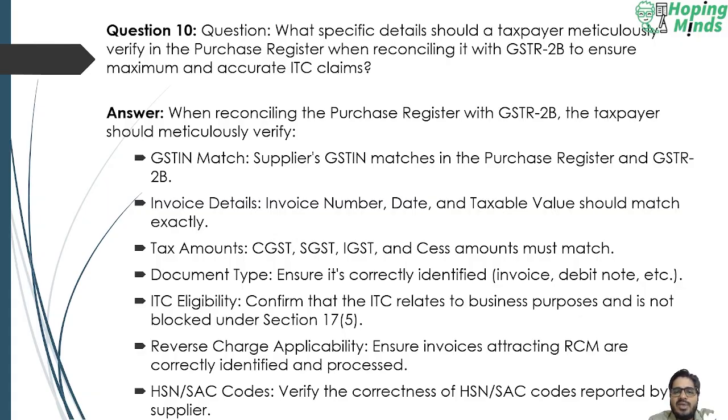Then the document type: ensure it's correctly identified, invoices or debit notes or credit notes. Then input tax credit eligibility: confirm that the input tax credit relates to a business purpose and is not blocked under section 17(5), which covers the blocked credits. Then reverse charge applicability: ensure the invoices attracting RCM are correctly identified and processed. So any reverse charge liability must be discharged by the recipient of goods or services.